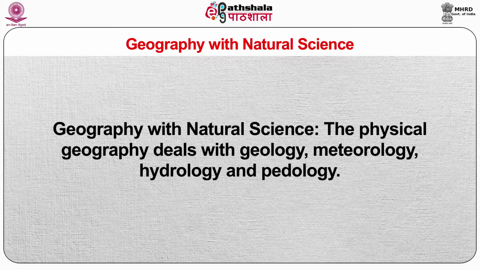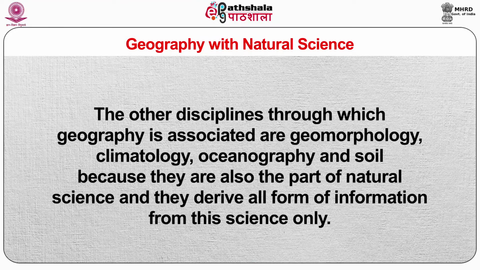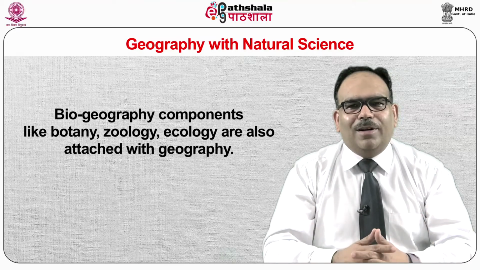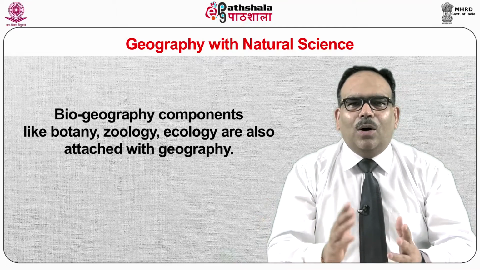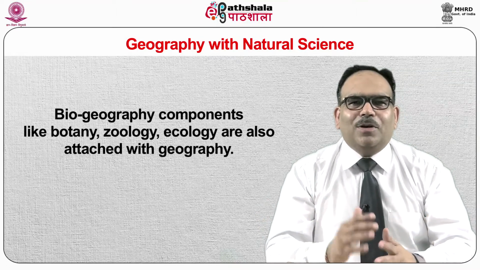Geography with natural science. The physical geography deals with geology, meteorology, hydrology, and pedology. The other disciplines through which geography is associated are geomorphology, climatology, oceanography, and soil, because they are also part of natural science and they derive all forms of information from this science only. Biological components like botany, zoology, ecology are also attached with geography.